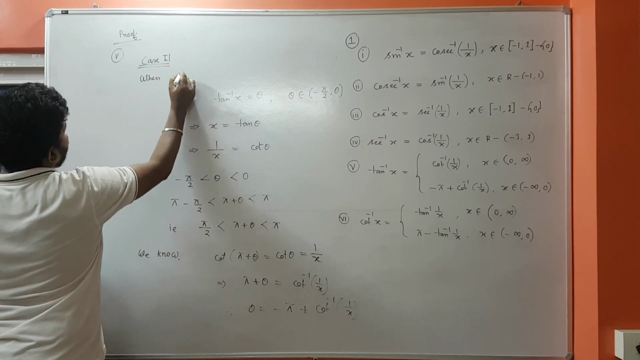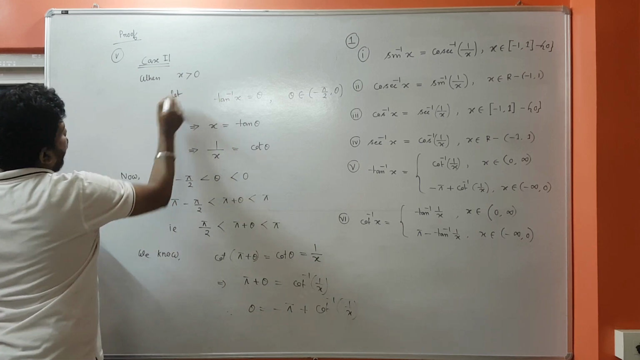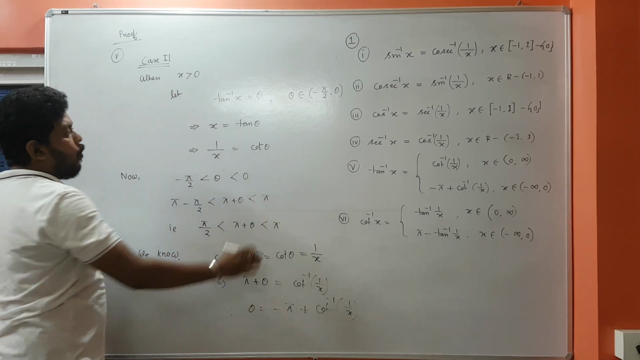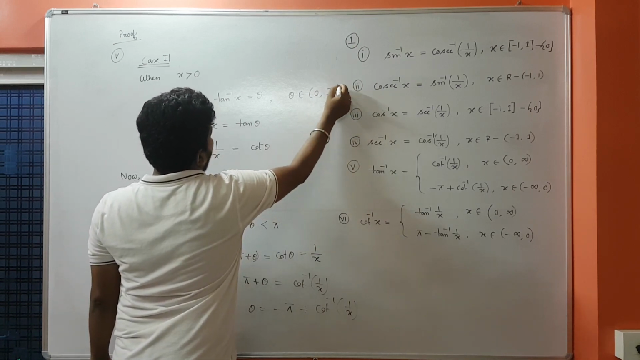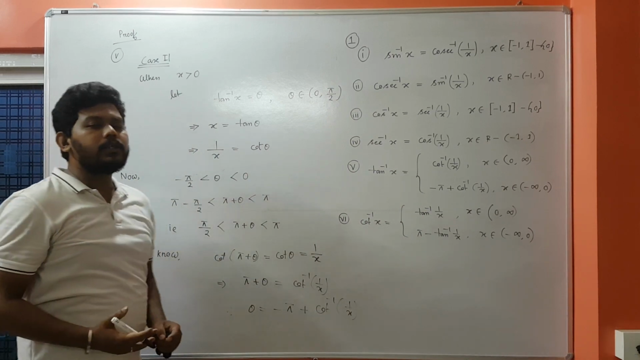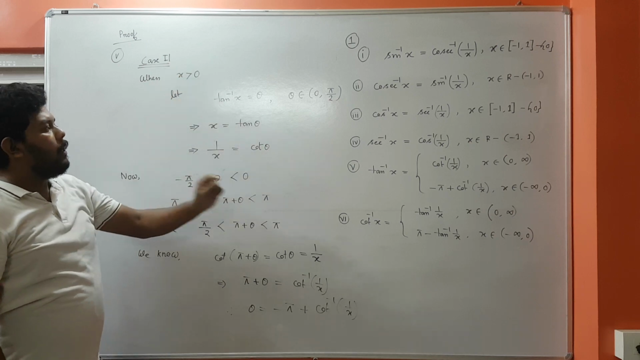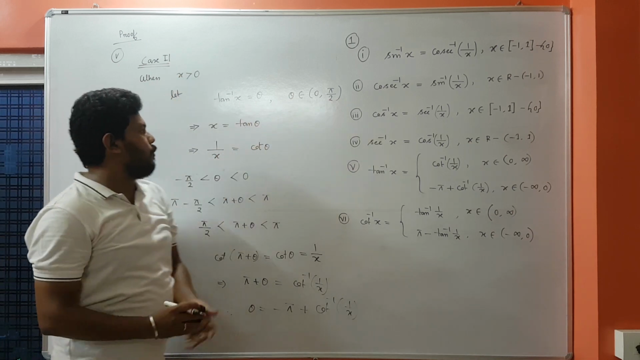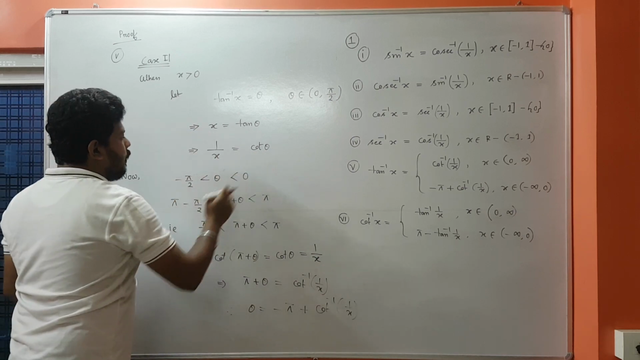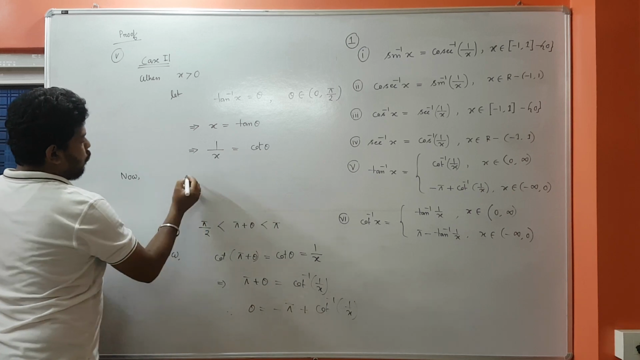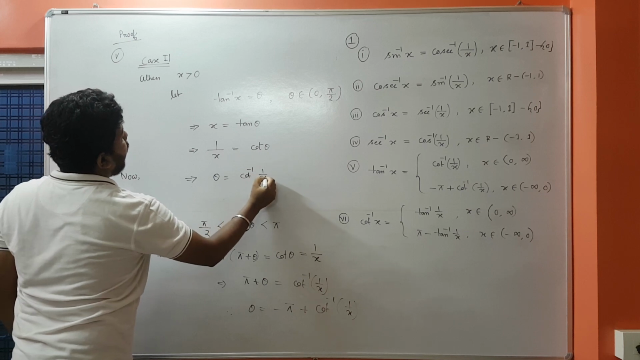When x is positive, that is x greater than 0, let tan inverse of x be equal to theta, where theta belongs to (0, pi by 2), in the first quadrant. In the first quadrant tan theta is positive. That's why for x greater than 0, theta will belong to (0, pi by 2). Now x equals tan theta, so 1 by x is equal to cot theta. So what is theta? Theta is equal to cot inverse of 1 by x.